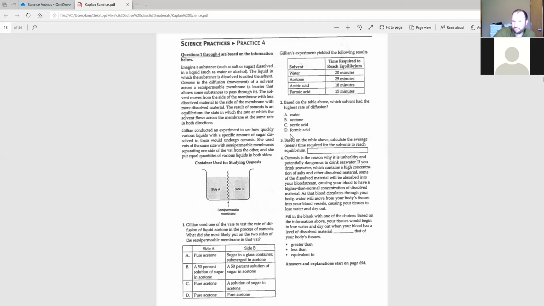Okay. Now, 3 deals with a quick math problem. And for those of you that have a calculator, you can kind of follow along. But we will talk about mean, median, mode, and range later this week, because that is definitely something you need to know on the science test. You need to make sure you know those. Okay. So 3 says, based on this table, calculate the average time, mean, average time required for the solvents to reach equilibrium.